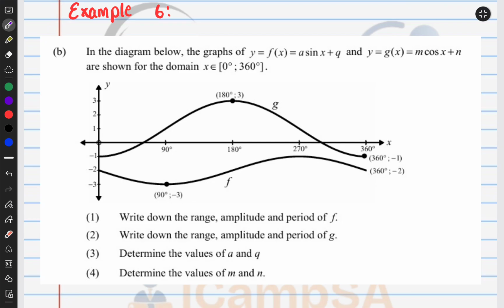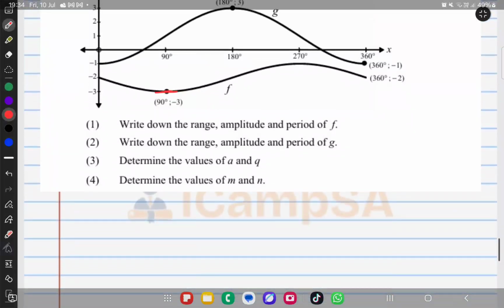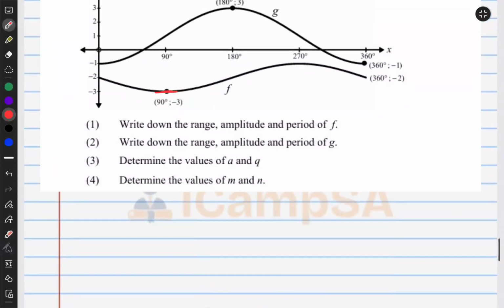So for number one, let's get into it. Write down the range, amplitude, and period of f. What is f? It is the sinusoidal function. What's the minimum value? It's -3. The maximum value occurs there at 270, and it is -1. So the maximum value will be there at -1.